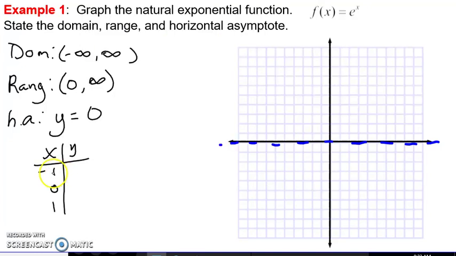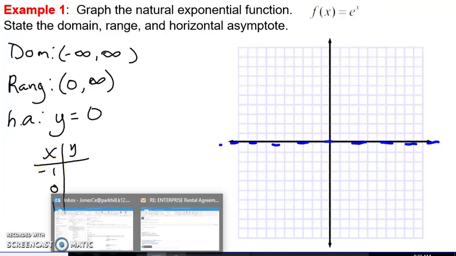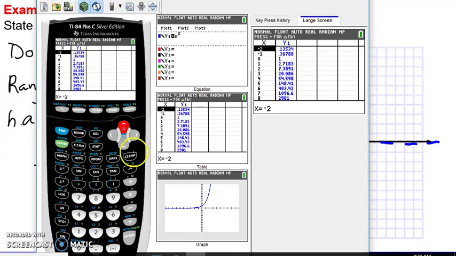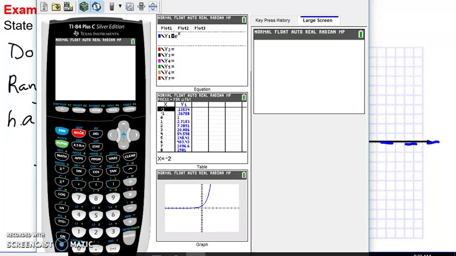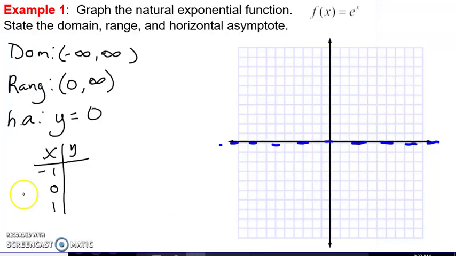So if I plug in -1 to this equation, you can go to clear or second quit, and I'll do second the division sign with the caret sign and put -1 in. And that'll give me 0.37. So about 0.4 is easier to graph. If I plug in 0, I get 1. If I plug in 1, I get about 2.7.